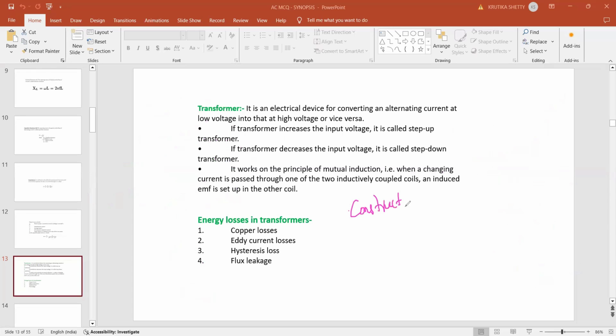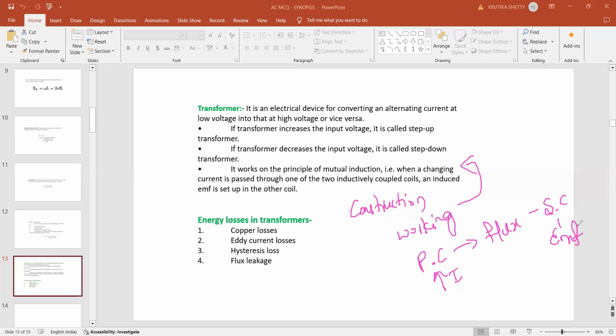So we have discussed the construction. Now what is the working? The working is nothing but the principle that you have explained here, that is only what you have to write. When an alternating current is passed through the primary coil, a varying magnetic flux is produced around the primary coil. This magnetic flux is linked with the secondary coil. Therefore, in the secondary coil, an EMF is induced. So this is the working we can say.